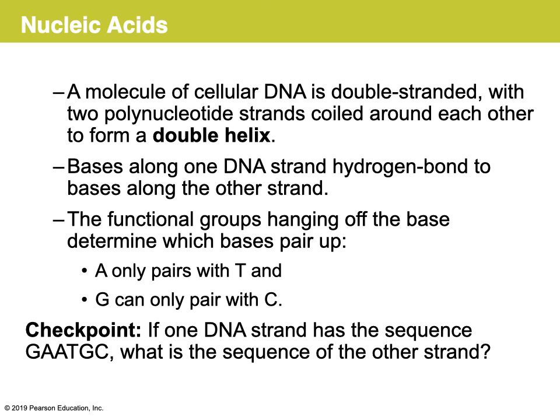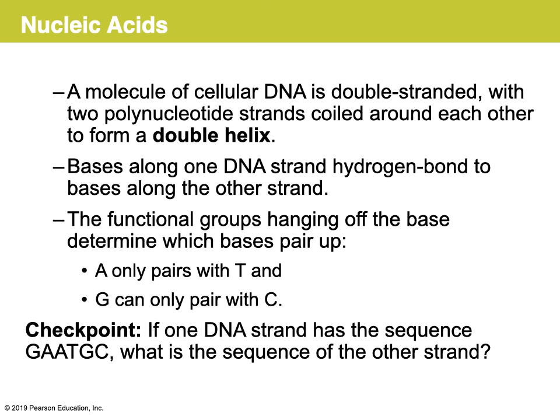So a molecule of cellular DNA is double-stranded. You have 2 polynucleotide strands coiled around each other to form a double helix. And this is a pretty classic illustration now. When people talk about science, you tend to see microscopes and DNA helices. So bases along one DNA strand are going to hydrogen bond to bases along the other strand. So it's almost like a ladder, right? Where the sides of the ladder is the sugar phosphate backbone. The rungs are going to be the 2 bases binding to each other in the middle.